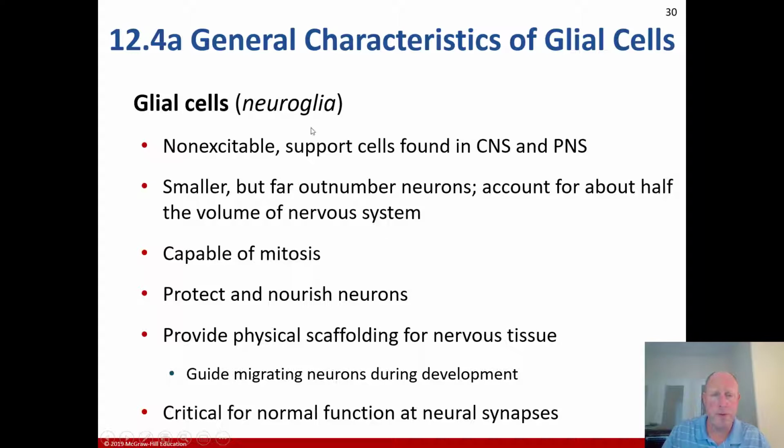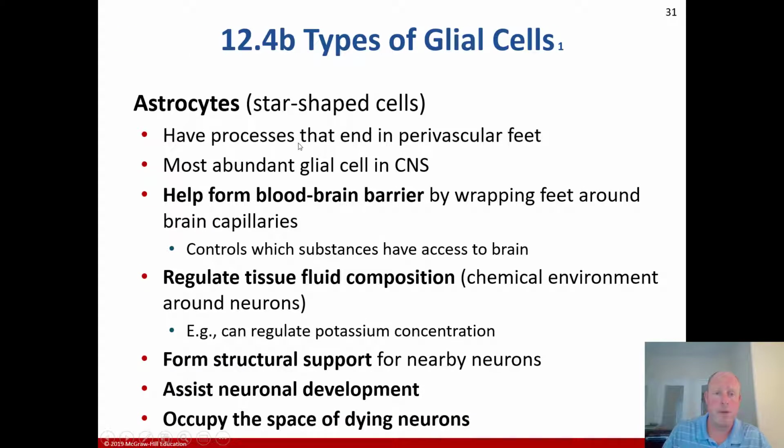Glial cells, also referred to as neuroglia, are non-excitable support cells found in both the CNS and the PNS. They're smaller, but they far outnumber the neurons. They account for about half the volume of the nervous system. They're capable of mitosis, dividing and creating new glial cells. They protect and nourish neurons, provide physical scaffolding for the nervous tissue, and guide migrating neurons during development. They're critical for normal function at neural synapses. Now, the types of glial cells.